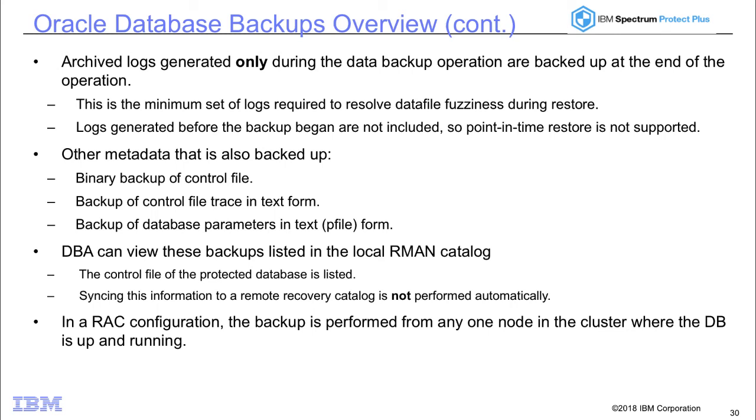We will also back up the control file in binary form, the control file trace in text form, and the database parameters in text form, or the P file of the database. The DBA can look in the local RMAN catalog and see these backups. Also, a note for DBAs: syncing of this information to a remote recovery catalog is not performed automatically.